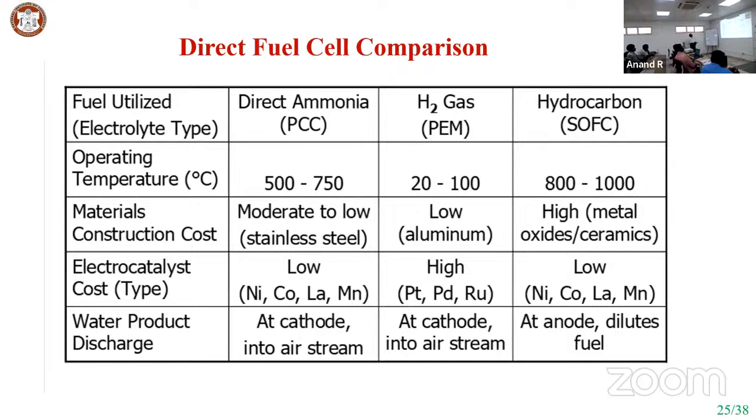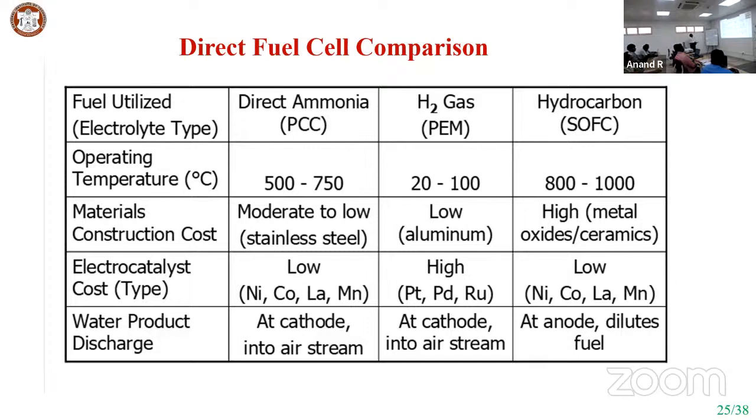For direct fuel cell comparisons, we can go for direct ammonia, or hydrogen directly, or hydrocarbon in a solid oxide fuel cell. If you want to use ammonia, you can go for either a solid oxide fuel cell or a PCC, based on the control. The operating temperature is 500 to 700 degrees centigrade, then 500 to 750 degrees centigrade, hydrogen 20 to 100, then hydrocarbon 800 to 1000 degrees. That is nothing but the dissociation temperature actually.